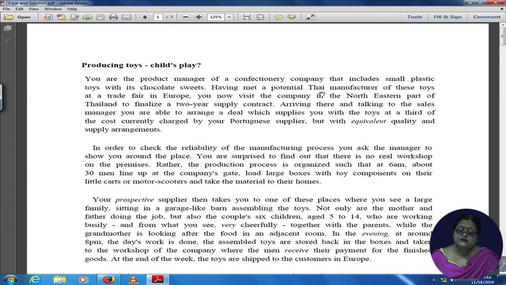So you've met a potential Thai manufacturer of these toys at a trade fair in Europe, and you now visit the company in the northeastern part of Thailand to finalize a 2-year supply contract. Here you come to finalize, not to see the situation. So you come with a preset orientation of mind, that I'll be finalizing the deal, because you're moved by the thought that I'm making a cost saving. Instead, if you first go and verify under what conditions this manufacturing is done, there comes the question of the application of ethics of care, your responsibility to the stakeholders.